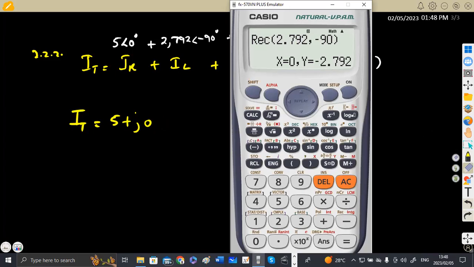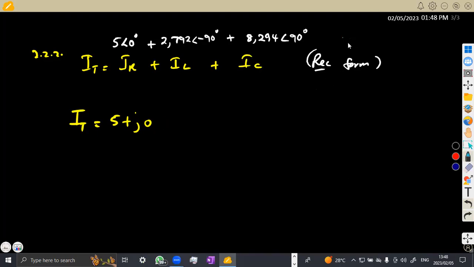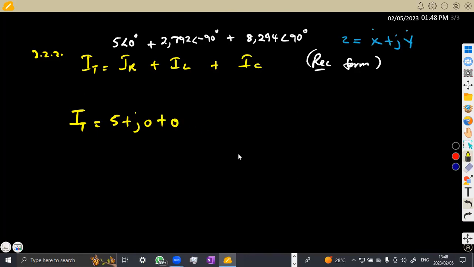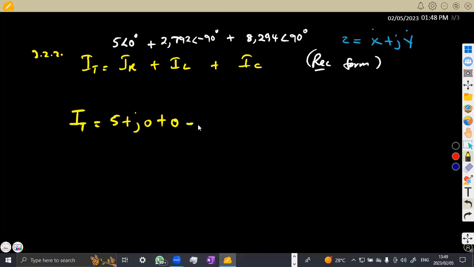Remember, I told you that the calculator is assuming you have your complex number as x plus jy like this. So x is real, y is imaginary, okay? So our x here is 0. So it's going to be 0 plus 0. Then our j part, the imaginary part, is having a negative. It's negative 2 comma whatever that we have. So it's negative j 2.792.